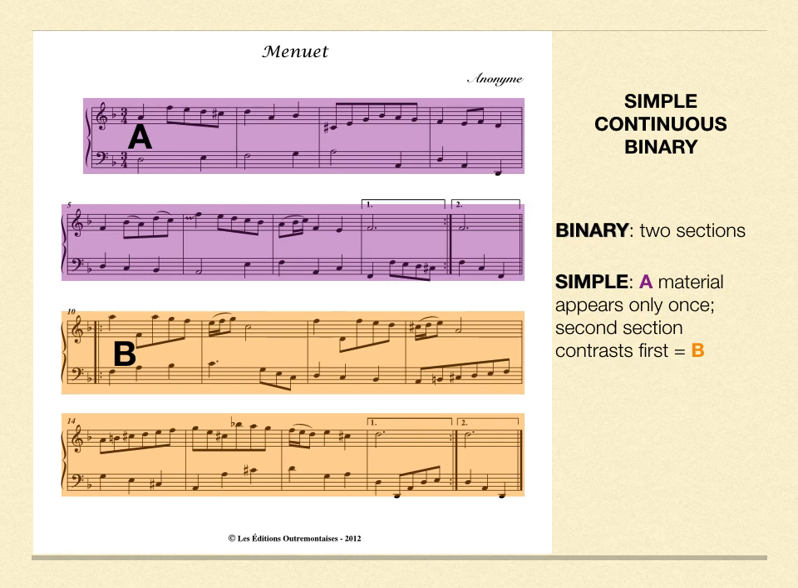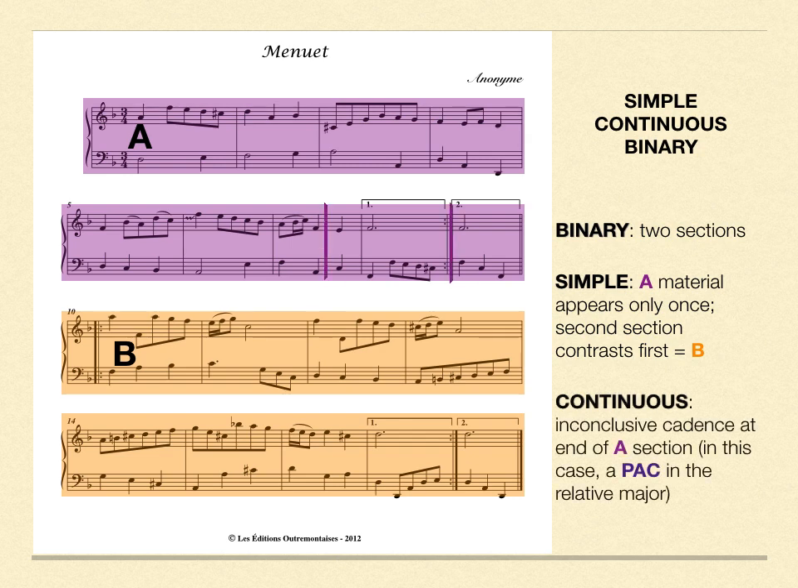Remember that the piece modulates to F major in measure 5, or in the middle of the A section, and then back again to D minor in measure 12, around the middle of the B section. So this is a continuous binary form because the A section does not cadence conclusively in the original key.